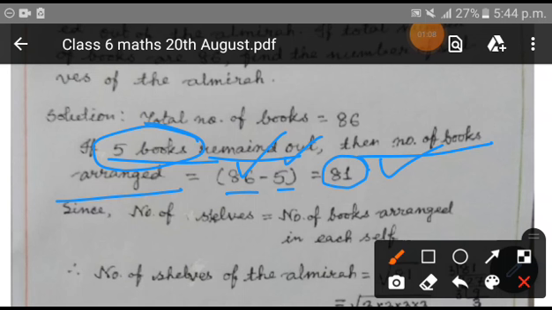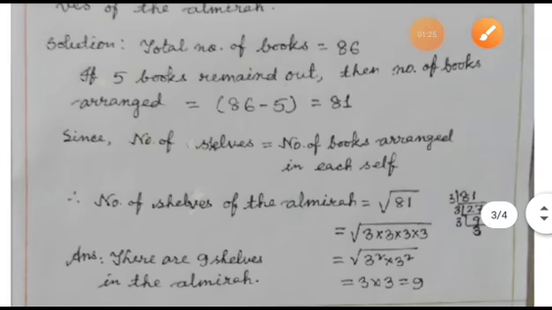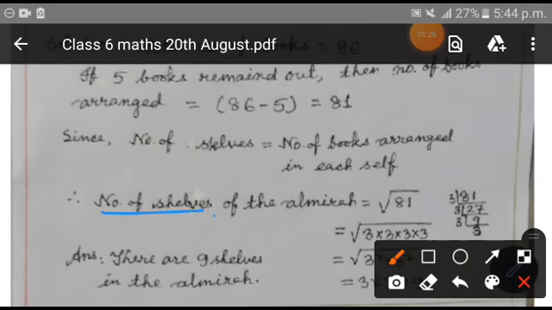And also, one condition is given in the question, that the number of shelves equals the number of books arranged in each shelf. Number of shelves equals the number of books arranged in each shelf. Then the number of shelves of the almirah will be, just like the previous sum, we take the value of the square root.